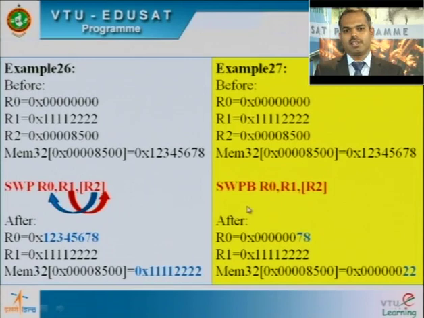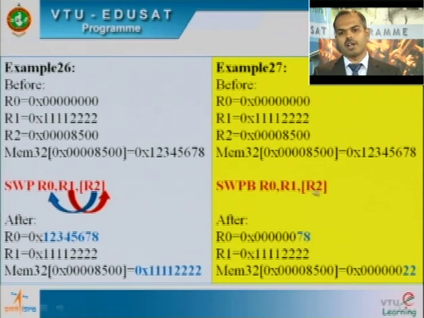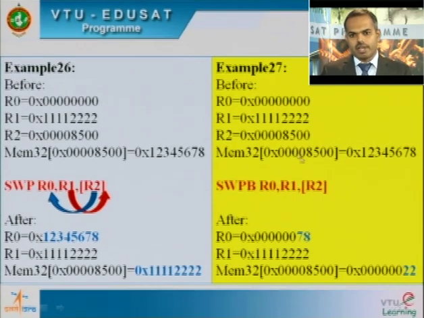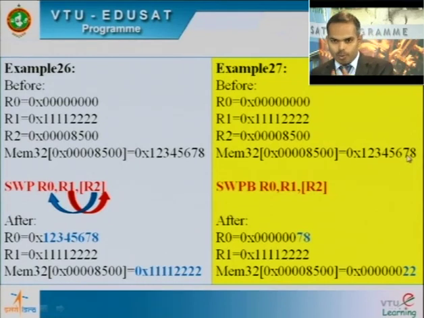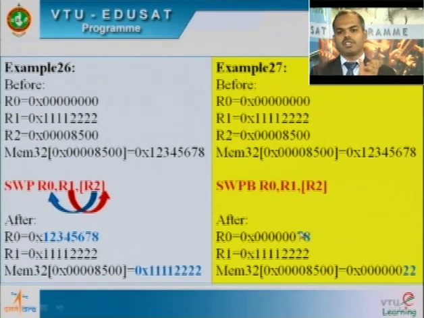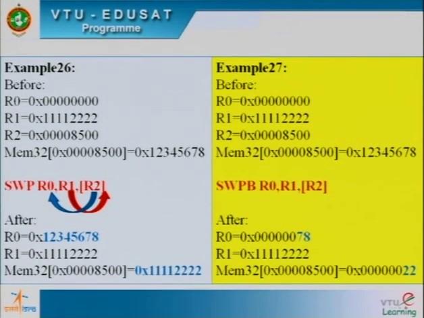Now what happens with the instruction SWPB R0, R1, [R2] in the square bracket? Content of the memory location pointed to by register R2: in that content, the lower byte, that is 78, gets copied to the register R0. R0 is actually a 32-bit register. In that 32-bit register, the lower byte will hold the 78, and the remaining 24 bits will be updated with zeros. That means it is an unsigned operation.